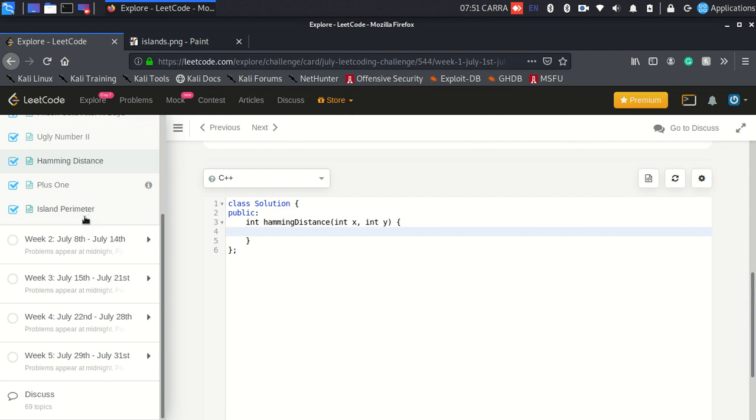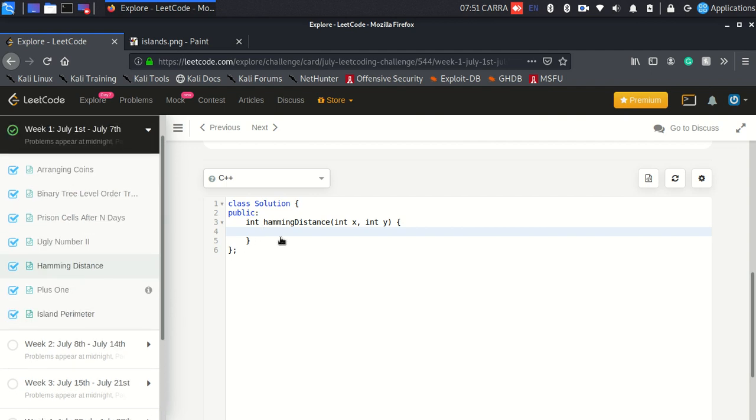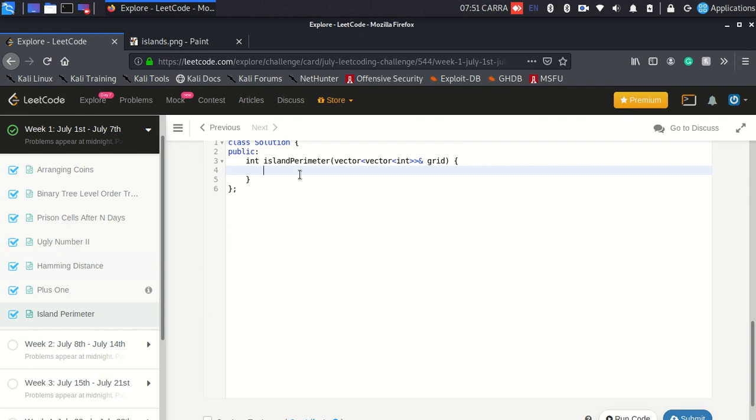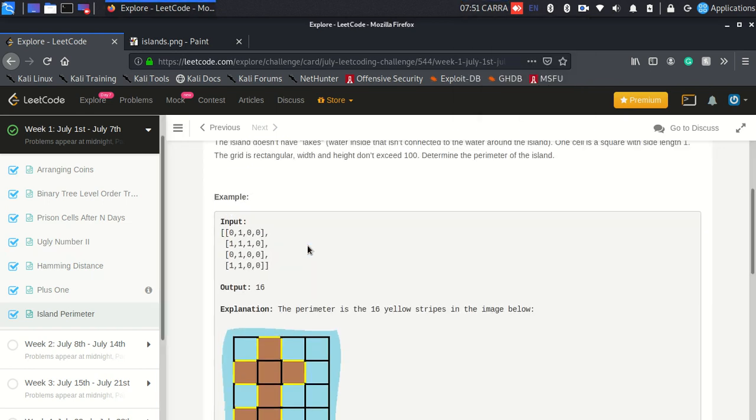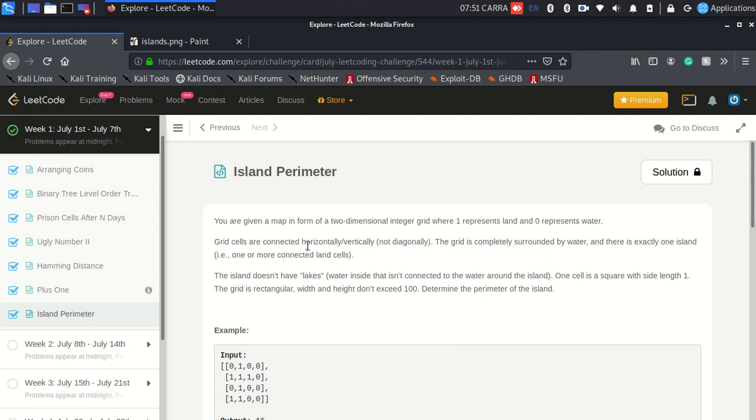So first, let's start with the current problem, today's problem. Today being July 7, this is the July 7th problem. The problem name is Island Perimeter. You are given a map in the form of a two-dimensional integer grid where 1 represents land and 0 represents water. Grid cells are connected horizontally and vertically, but not diagonally. The grid is completely surrounded by water, and there is exactly one island.